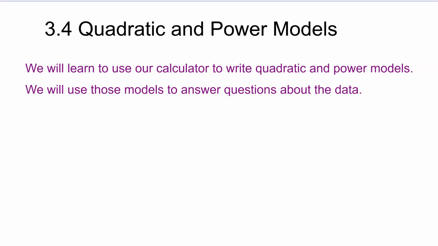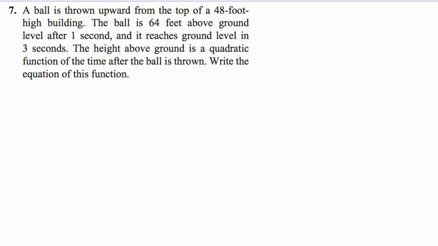This is 3.4, and this is on quadratic and power models. So number 7, this is part of your homework actually, so you might want to do this on your homework notebook. A ball is thrown upward from the top of a 48-foot building. So that's the first piece of information that they're giving us.